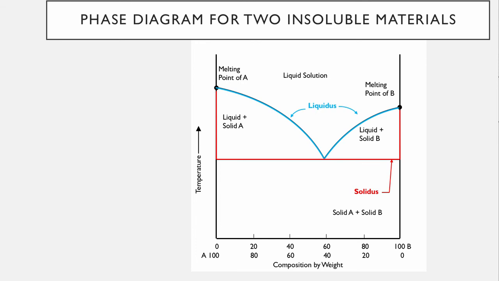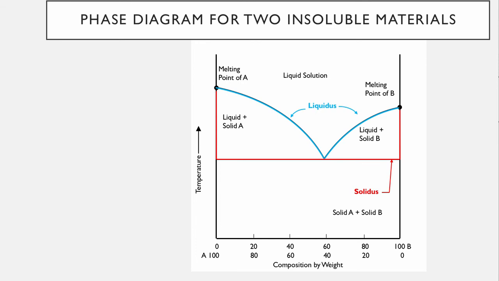If the percent composition of your original material, if you draw just the vertical line that says, "I'm starting with X% of A and X% of B," is to the left of the point where the liquidus curves come together, then only material A can solidify below the liquidus until you get to the solidus.